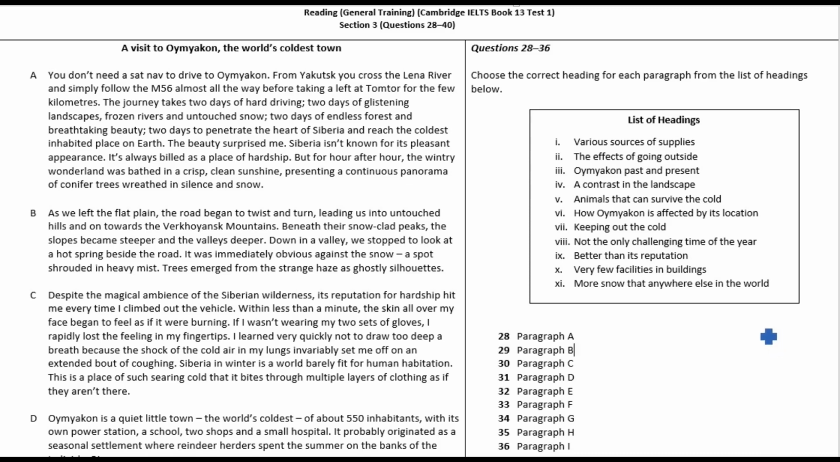This is especially true if you have list of headings as one of the question types, which is a pretty common question type actually. So the way we start section 3 is the same as we start section 1 and 2. Just read the heading. If there are any headings within the passage, read them. So in this case, it is a visit to the world's coldest town.